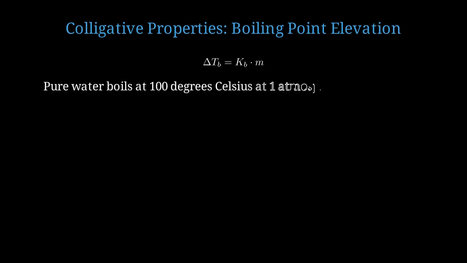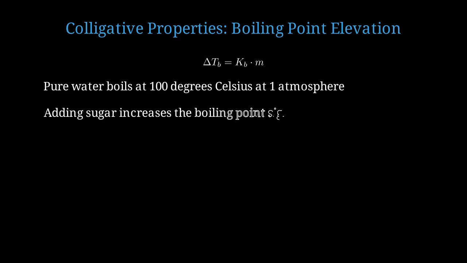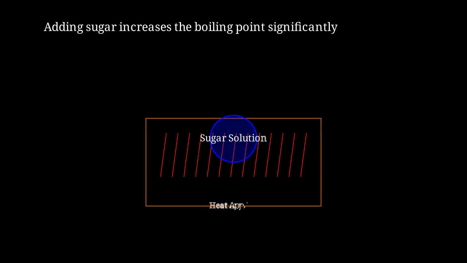Pure water boils at 100 degrees Celsius at 1 atmosphere of pressure. But when we add sugar, the boiling point increases. The more concentrated the solution, the higher the boiling point. As we heat our sugar solution, water molecules gain enough energy to escape as vapor, but the presence of sugar molecules at the surface interferes with this process, requiring higher temperatures to achieve boiling.